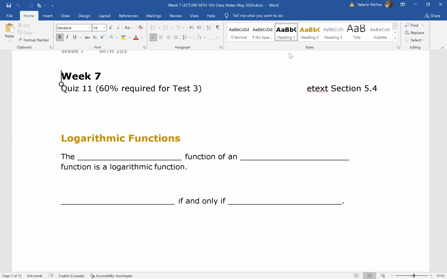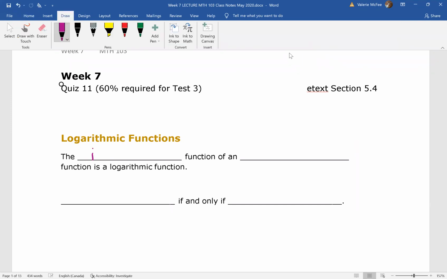So let's remember that the inverse function of an exponential function is a log function. If you're not comfortable working with exponential functions, this isn't possible for you. You need to go back and make sure you're very comfortable with exponential functions, and then we can move ahead.